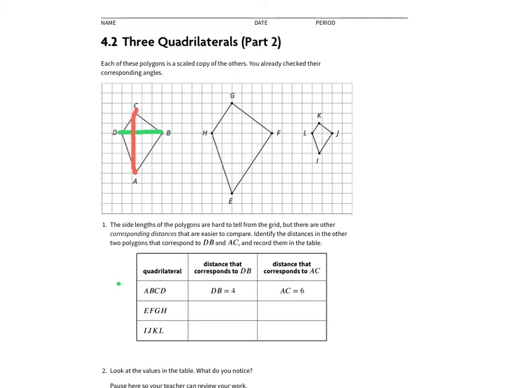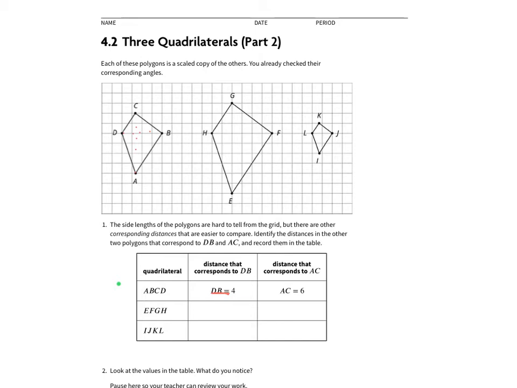In polygon ABCD, we have the length of DB, and they counted that for us, and they said that DB is 4, and I think I agree with that. DB is 1, 2, 3, 4 units long. DB is 4. And AC, from the bottom to the top, if I count those units, 1, 2, 3, 4, 5, is 6 units long.